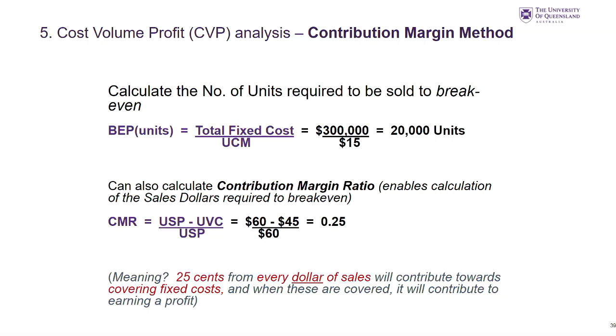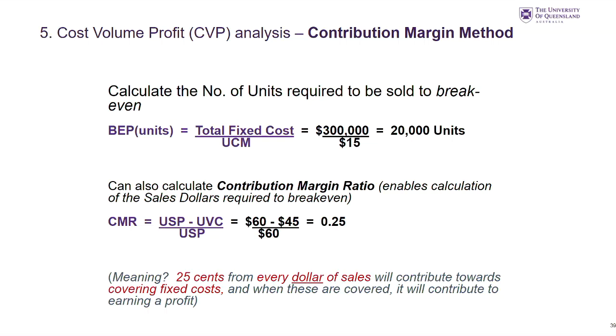In units. You can also use contribution margin as a ratio. So a contribution margin ratio is your contribution margin, so your unit sales price less your unit variable cost, divided by your unit sales price. So we know that the contribution margin ratio is 25% or 0.25, and that just means that 25 cents in every dollar of sales is available to cover your fixed costs and become profit once you pass break-even point.